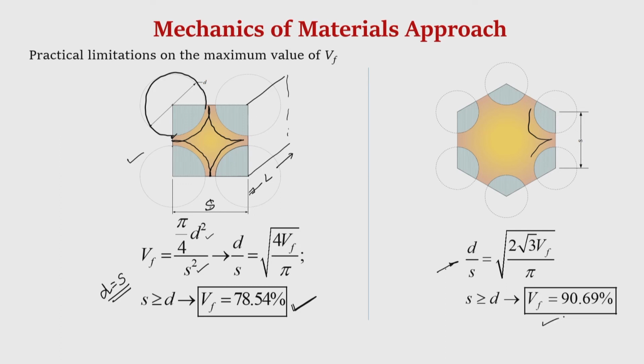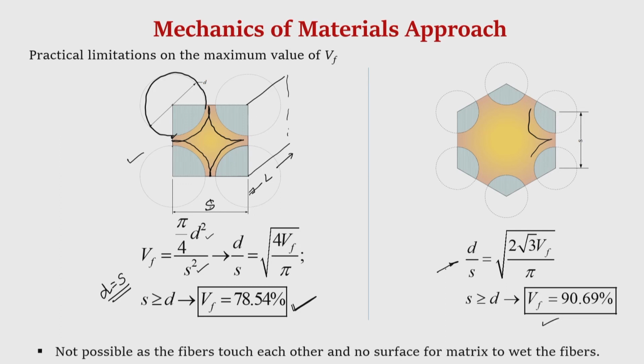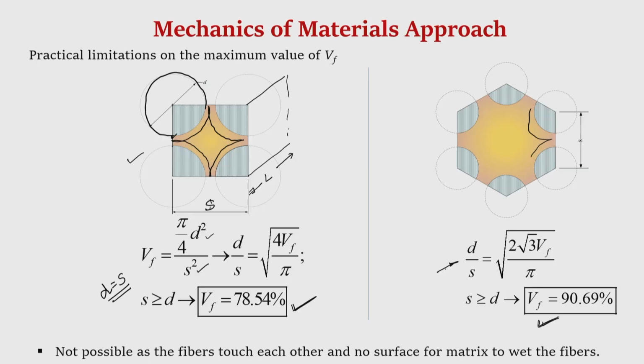However, it is not possible to realize this kind of volume fraction, because the fibers touching each other means that there is not sufficient wetting of the fibers, and the matrix actually binds the fibers. Therefore, if the fibers touch each other, there will not be sufficient wetting, and therefore, this cannot be used as a structural element. Therefore, this high volume fraction could not be obtained. This is the theoretical maximum which is possible.